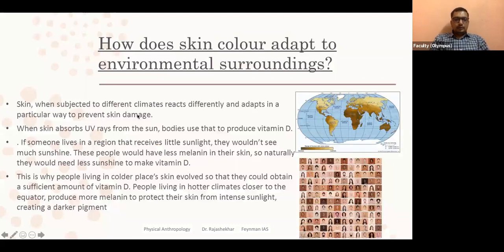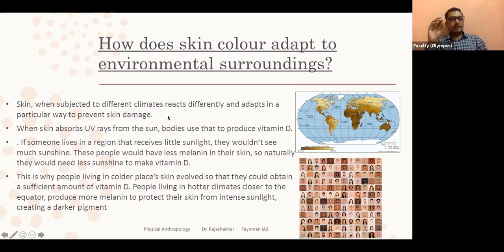So, in different environments, you may find different coloration. As you see here, in some of the countries, you notice where the color change variation happens with temperature. So the skin absorbs UV rays from the sun. What does our skin do? Skin absorbs the UV rays, and using that, our body can produce vitamin D.